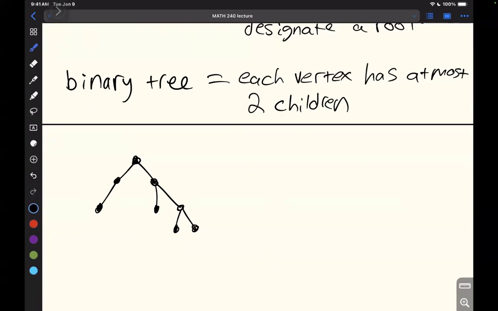All right, so we're out of time. So we will resume with the complete binary tree, and then we'll talk about spanning trees and all that fun stuff on Friday.